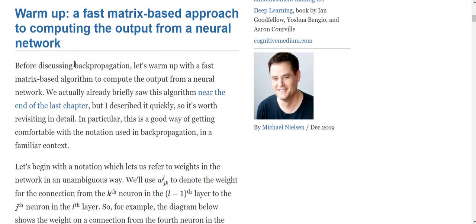So, warm up, a fast matrix-based approach to computing the output from a neural network. Before discussing backpropagation, let us warm up with a fast matrix-based algorithm to compute the output from a neural network. We actually already briefly saw this algorithm near the end of the last chapter, but I described it quickly, so it's worth revisiting in detail. In particular, there is a good way of getting comfortable with the notation used in backpropagation in a familiar context.